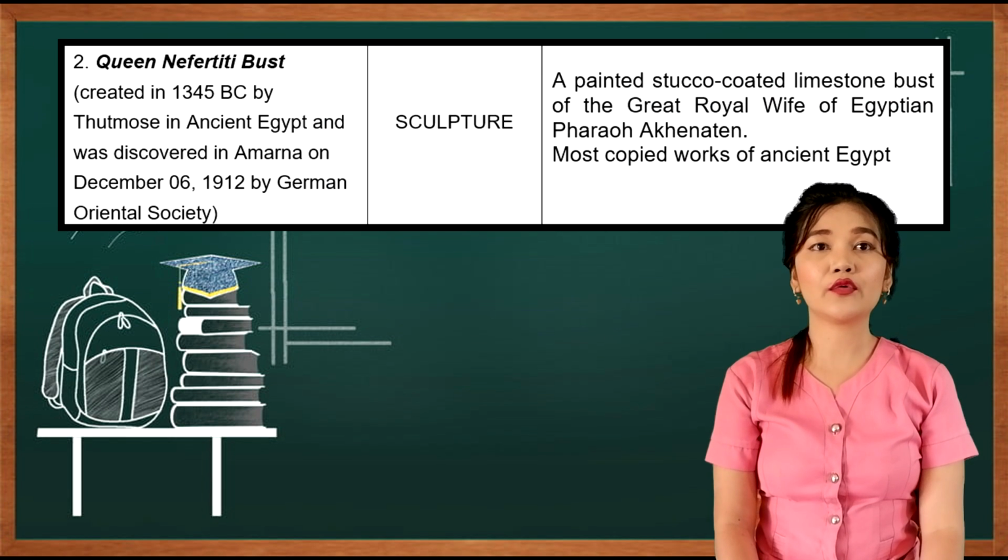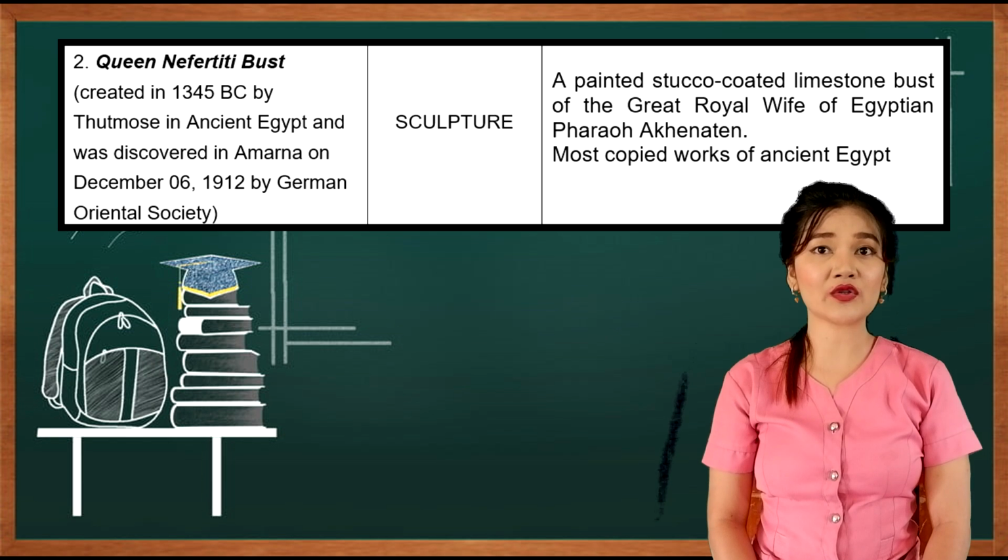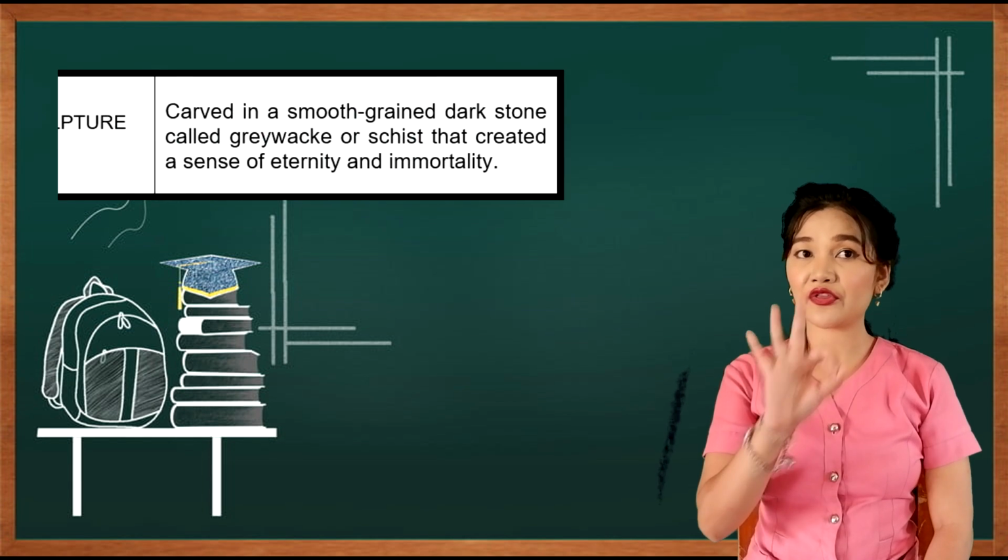Number 2. Queen Nefertiti bust. Created in 1345 BC by Thutmose in ancient Egypt and discovered in Amarna on December 6, 1912 by the German Oriental Society. Art form: sculpture. A painted stucco-coated limestone bust of the great royal wife of Egyptian Pharaoh Akhenaten, one of the most copied works of ancient Egypt.